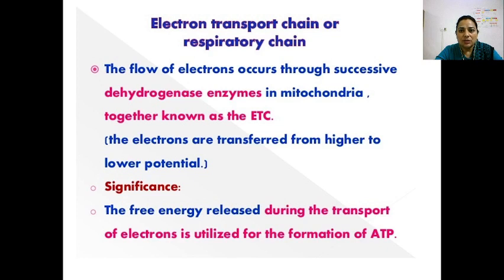The electron transport chain, or the respiratory chain. The flow of electrons occurs through successive dehydrogenase enzymes in the mitochondria, together known as the electron transport chain. The electrons are transferred from higher to lower potential. The significance is that the free energy released during the transport of electrons is utilized for the formation of ATP.